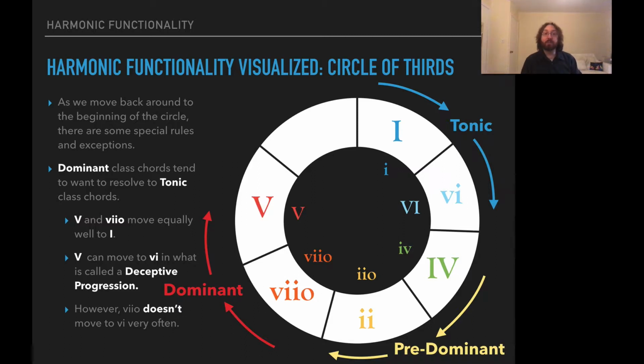Dominant class chords tend to always want to resolve to tonic class chords. So once we get all the way from tonic and we make our way to the dominant, those dominant chords want to resolve to 1. 5 and 7 move equally well to 1. Here's 5 to 1, and here's 7 to 1. Both sound great. Now, 5 has a special rule, and it can move to 6 in what is called a deceptive progression. Here's 5 going to 6.